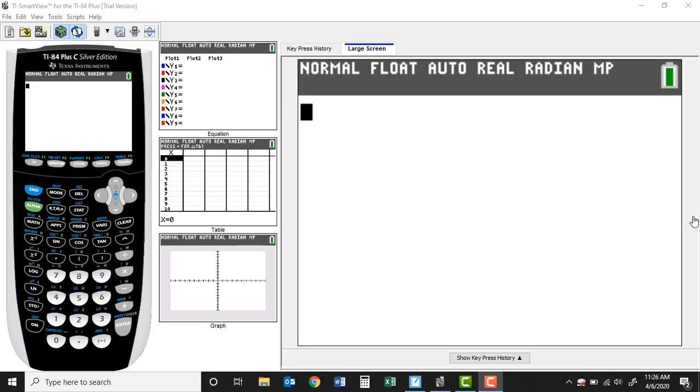Okay, here you see a TI emulator. It's called TI Smart View for the TI 84 Plus. This is a trial version I downloaded for 90 days.